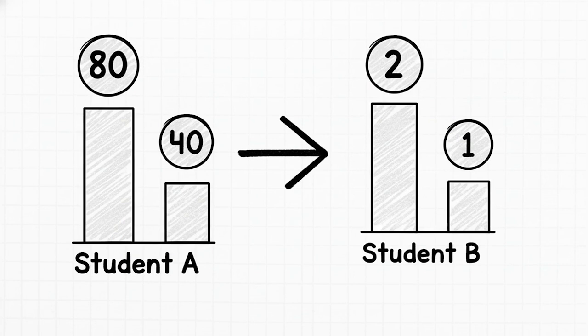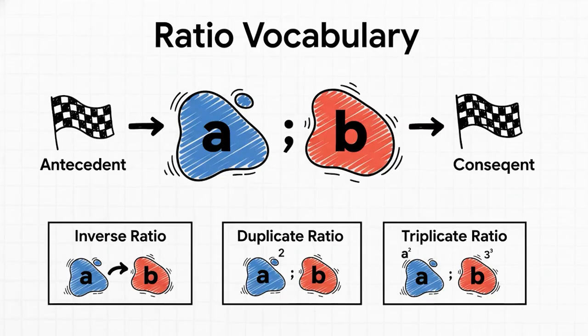So for instance, say student A gets an 80 on a test and student B gets a 40. Okay, so the ratio is 80 to 40. But 80 to 40 is kind of clunky. To make it really useful, we simplify it down. Since 80 is double 40, the ratio simplifies to 2 to 1. Boom. Just like that, we can see that student A has scored exactly twice as high as student B. So much clearer, right?